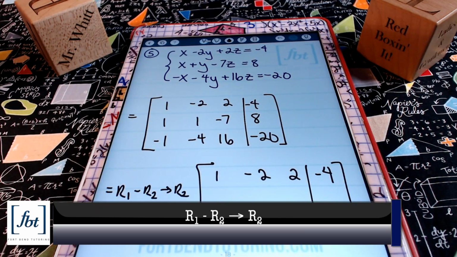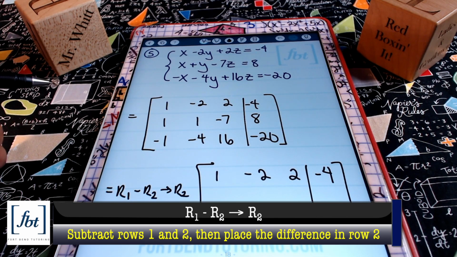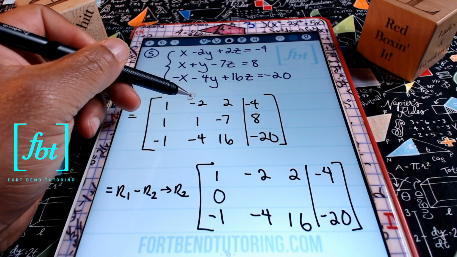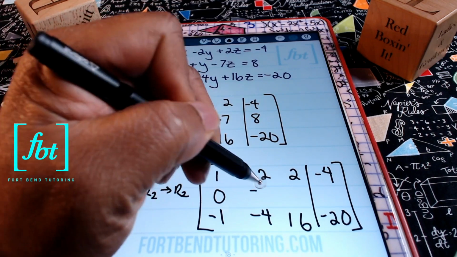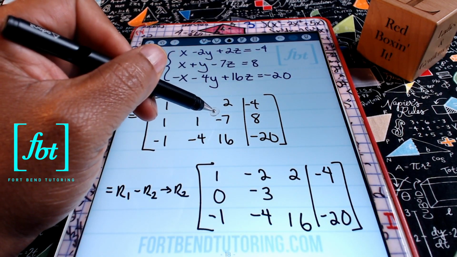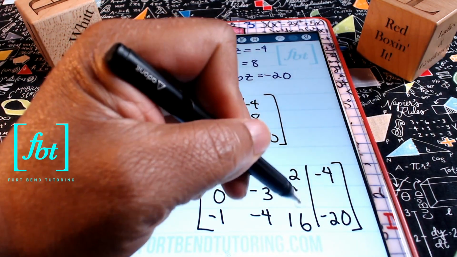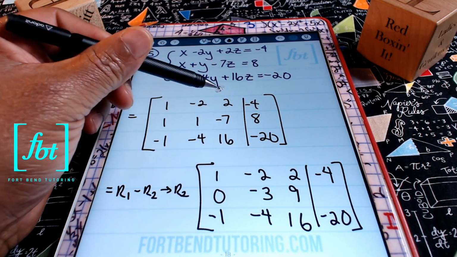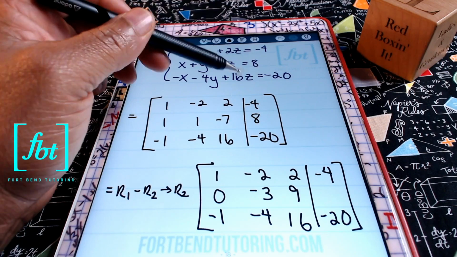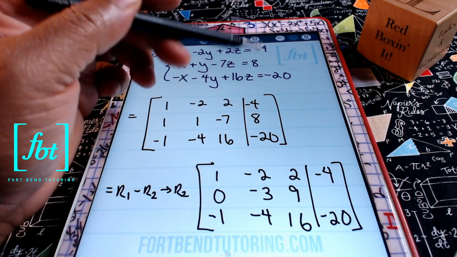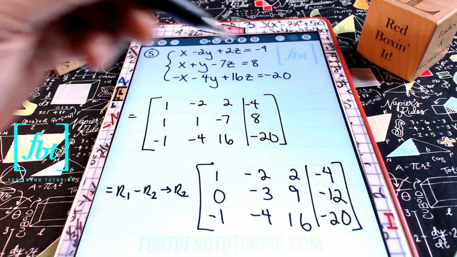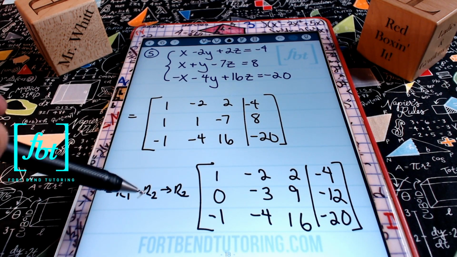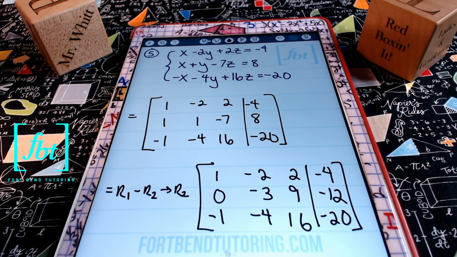And then with our second row, we'll be subtracting row 2 from row 1. So 1 minus 1 gives you 0. -2 minus 1 gives you -3. 2 minus -7 gives you +9, guys. That 2 minus a negative makes it a +7. 2 plus 7 is 9. Then you'll have -4 minus 8 gives you -12. And this will be our new row equivalent matrix for our augmented matrix here.